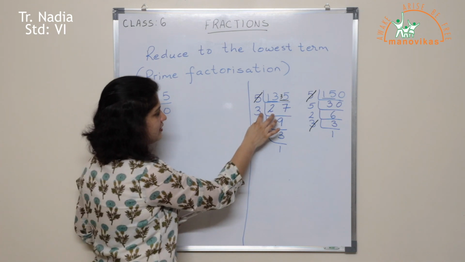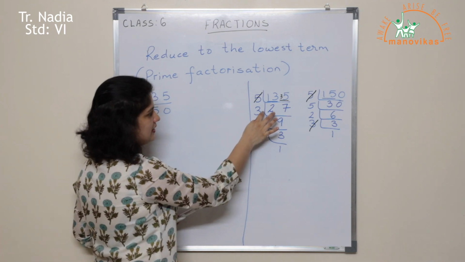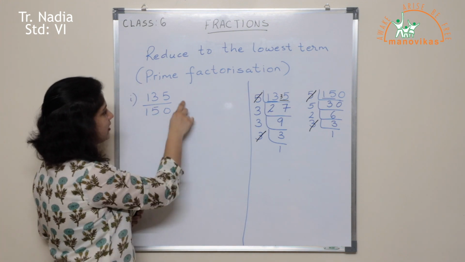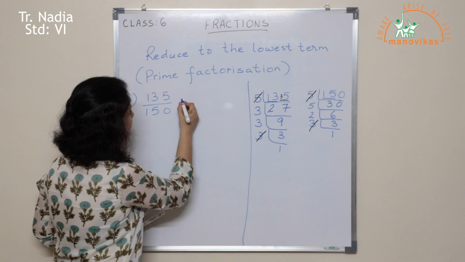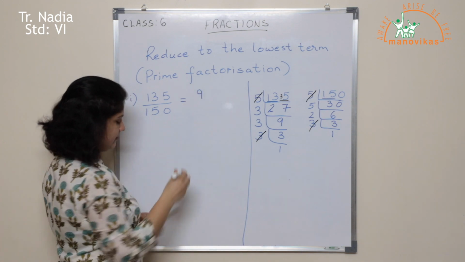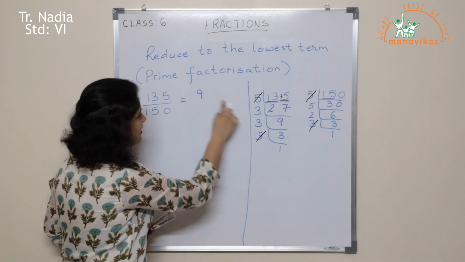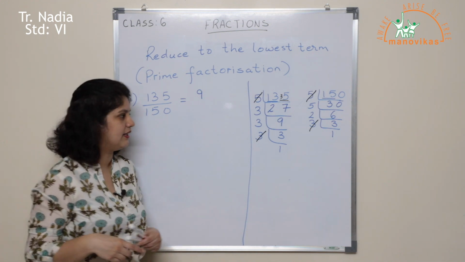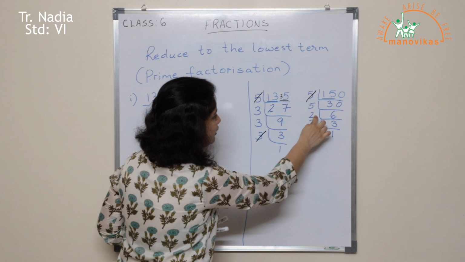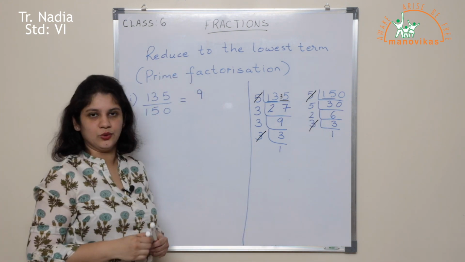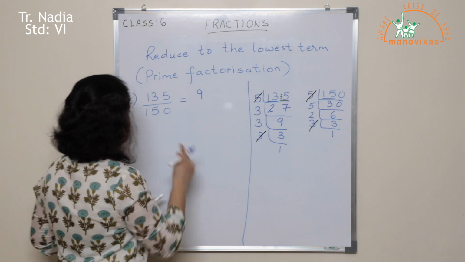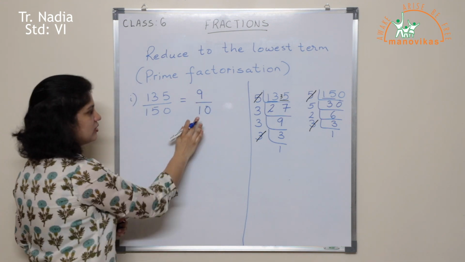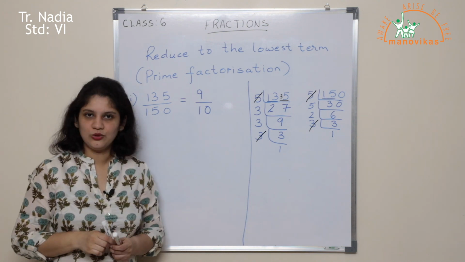Now here I am left with 3 and 3. Multiply these two 3s. 3 3s are 9. So in place of 135, now I have 9. Now let's see what will come in place of 150. Here I have 5 and 2. Multiply the 5 and 2. The answer will be 10. So in place of 150, I will have 10. So this is my fraction in the reduced form.